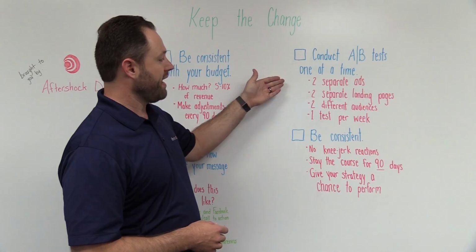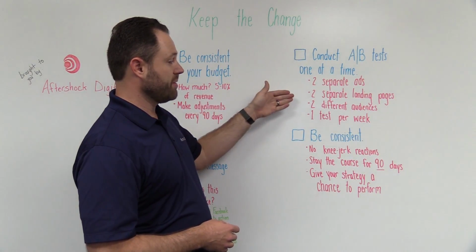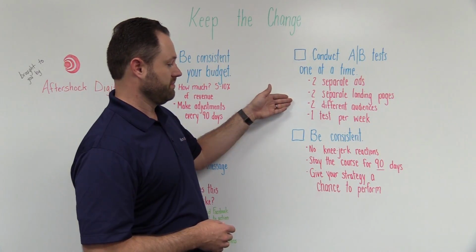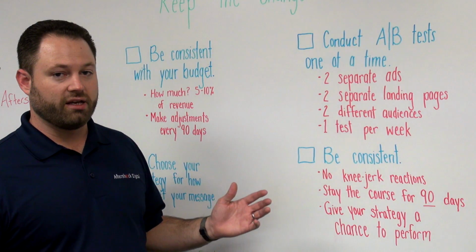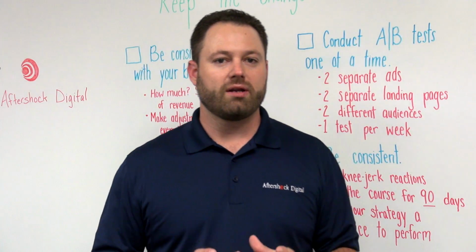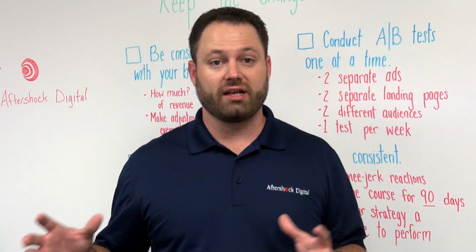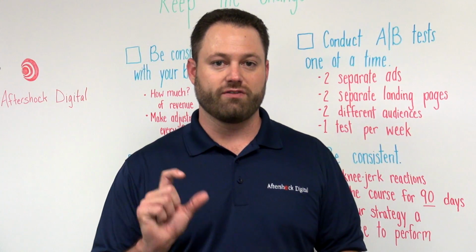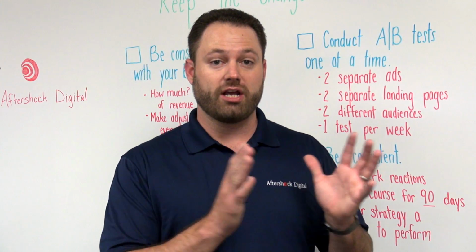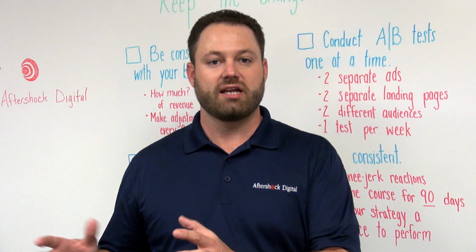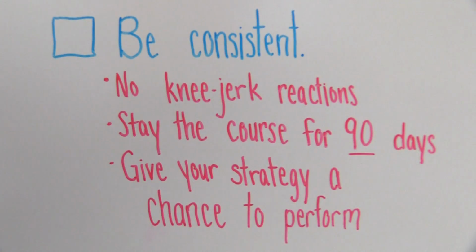You can run 2 separate ads. You can run ads to 2 separate landing pages. You can run ads to 2 different audiences. Ideally, you want to run 1 test per week. What this means is you don't want to A/B test more than one thing at a time so that you can really boil down to what's working and what the distinguishing factor is. So then you can change it out, test it against something else, or do another A/B test after about a week.